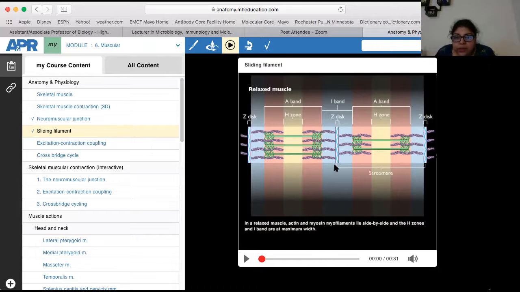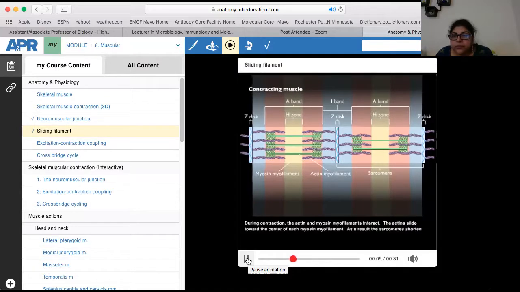So now in the sarcomere, you have these Z bands, like I said, and because of this, you can actually see how they are arranged very precisely, but alternating like that, right? And that is basically causing the striation. Okay, let's look at it. In a relaxed muscle, actin and myosin myofilaments lie side by side, and the H zones and I band are at maximum width.